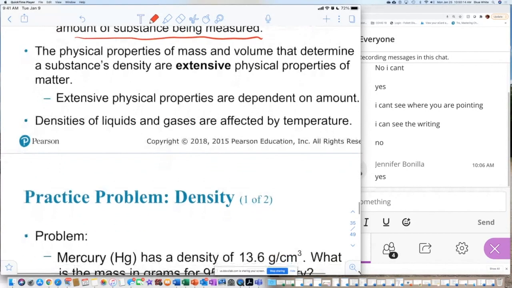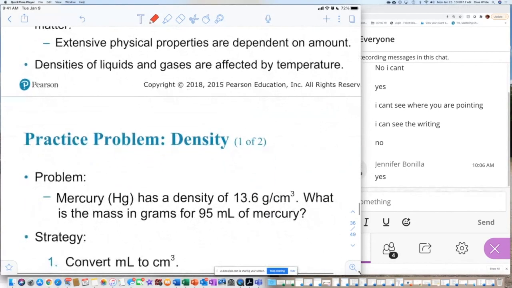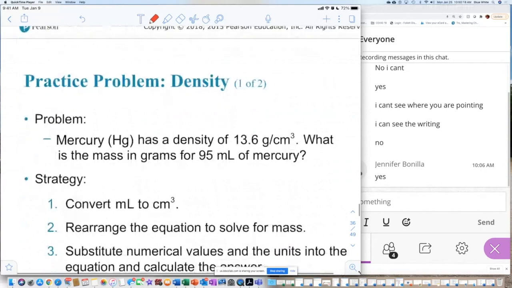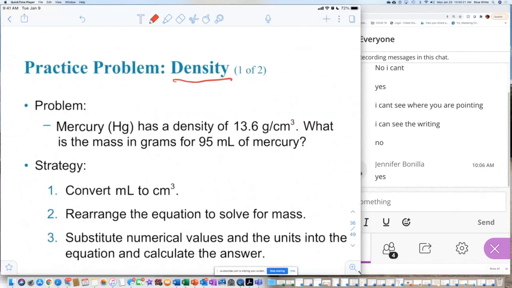This is not a real story. I think it's a story that was made up by the author. Okay, so we are practicing density.